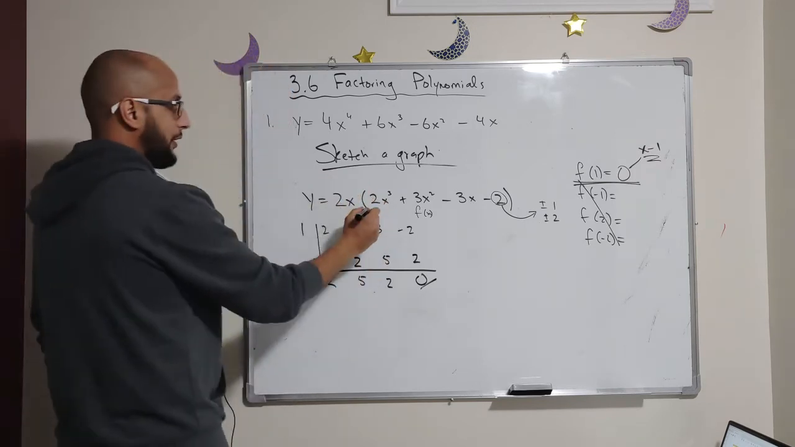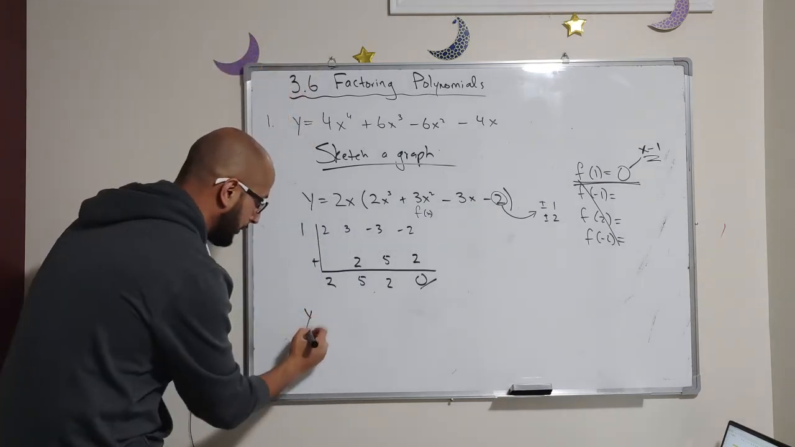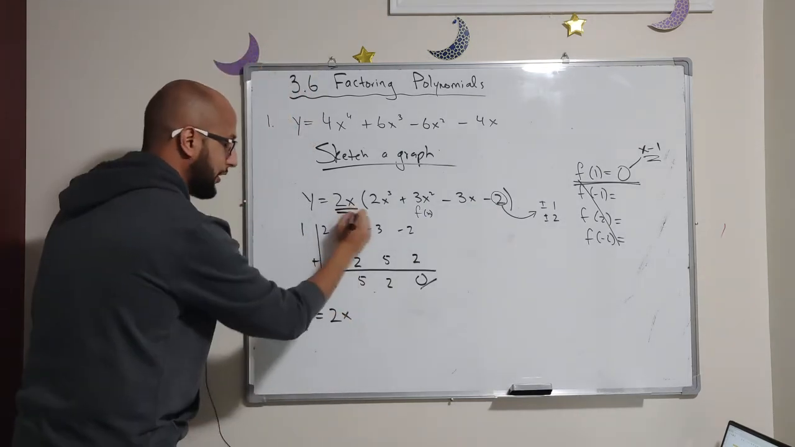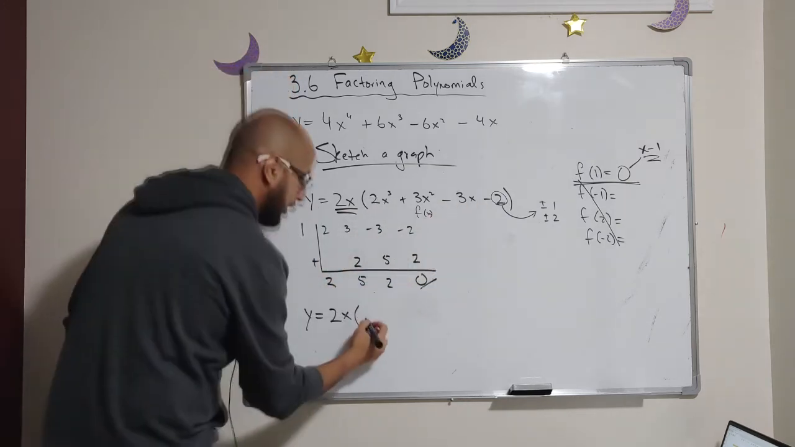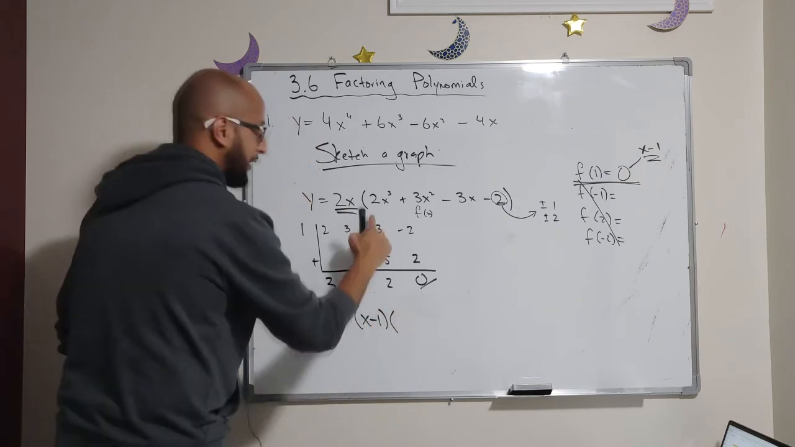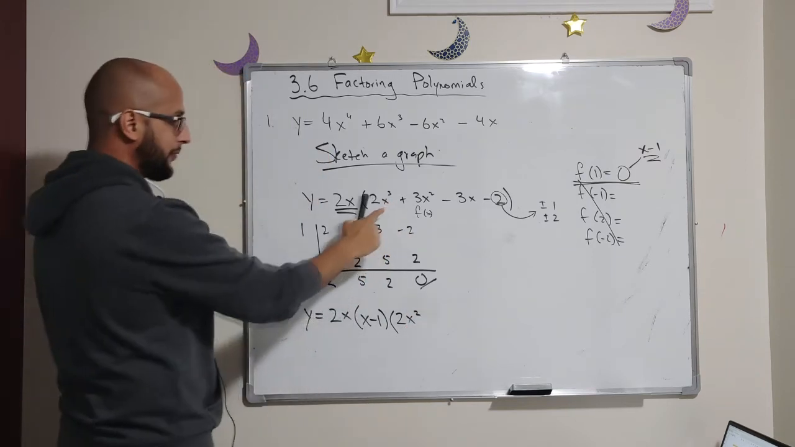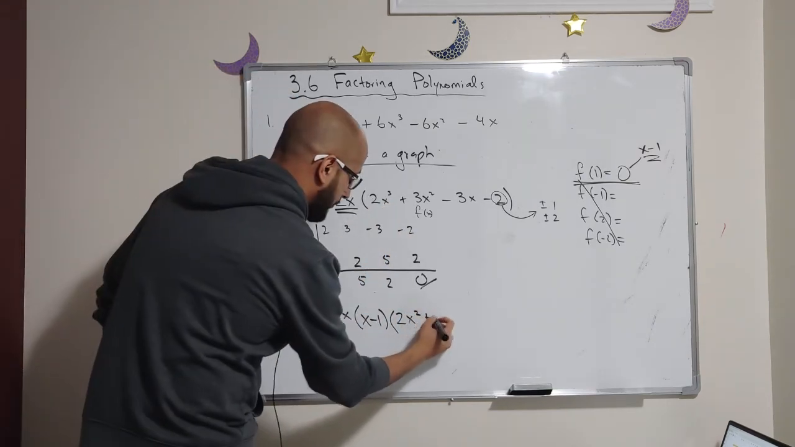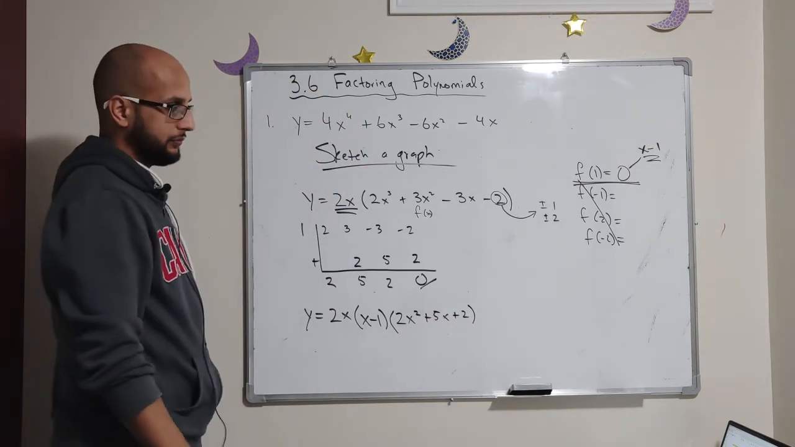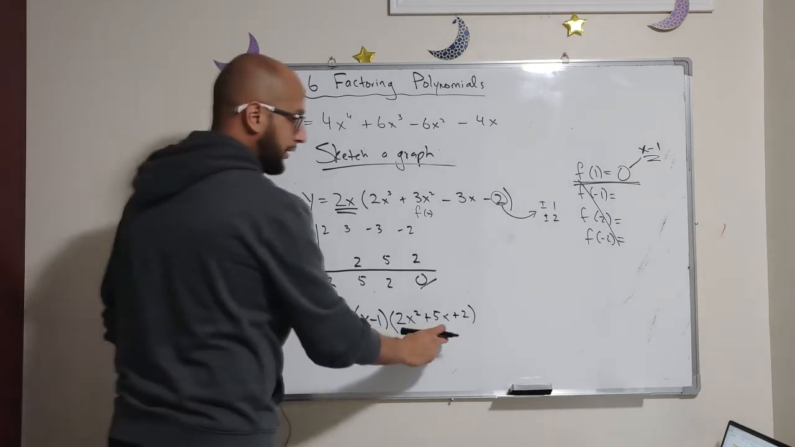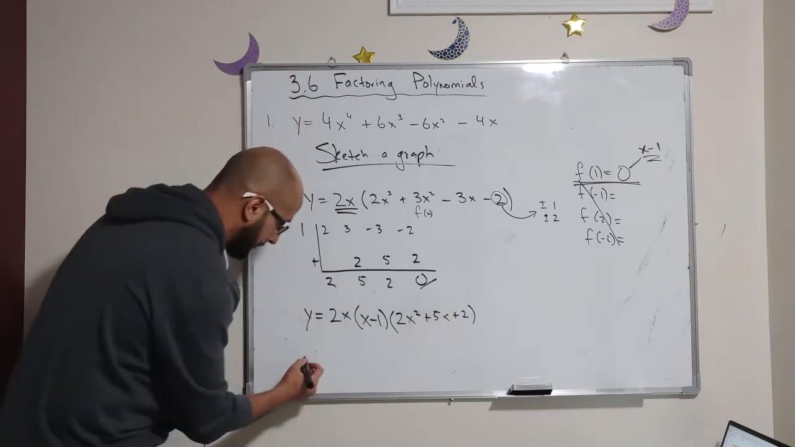So now, this equation, 2x cubed plus 3x squared minus 3x minus 2, has simplified to be 2x, which is still here. This equation was divided by x minus 1, so x minus 1 is here. And then what's left over here is 2x squared, because remember, this is cubed, so 1 less would be squared, plus 5x plus 2. And then we would continue this factoring process to do the quadratic factoring.